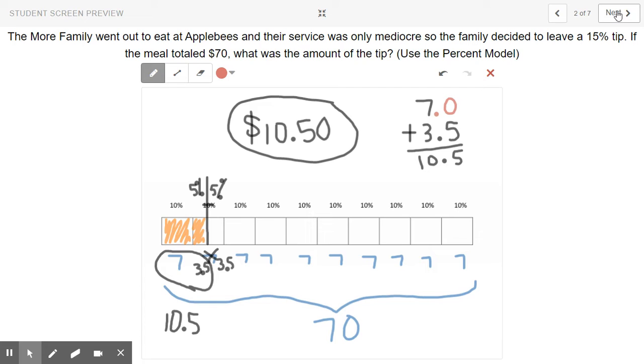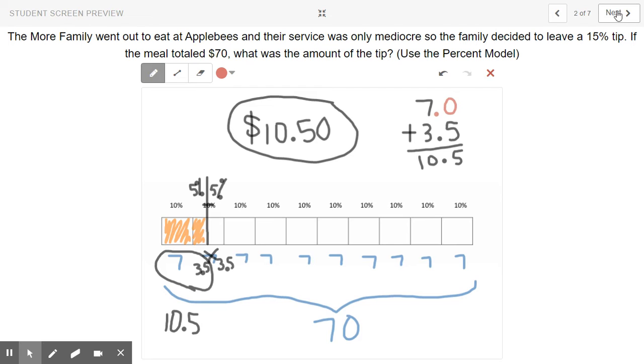So since the Moore family decided to give 15%, I shaded the first box. Now each section is 7. So I shaded the first box, which is 10%. And then to get to 15, we have to shade half. Half of 7 is 3.5. If you divide 7 by 2, you get 3.5.